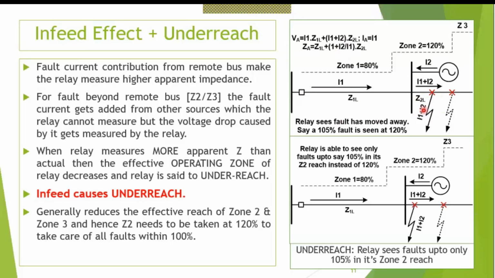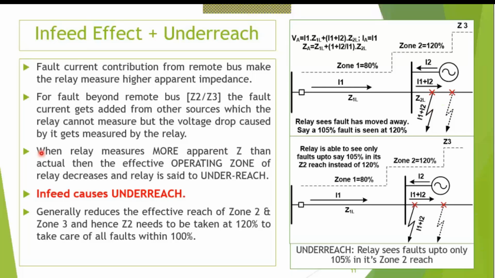So the relay is seeing the fault at higher impedance, so it is seeing the fault further away. I have calibrated the relay, let us say, to respond to faults up to 120%. But 120% as seen from this end is being reached at 105%. So the relay sees faults up to only 105% within its zone 2 reach. Its zone 2 reach has actually decreased. It cannot see 120% anymore; it is seeing only 105%.